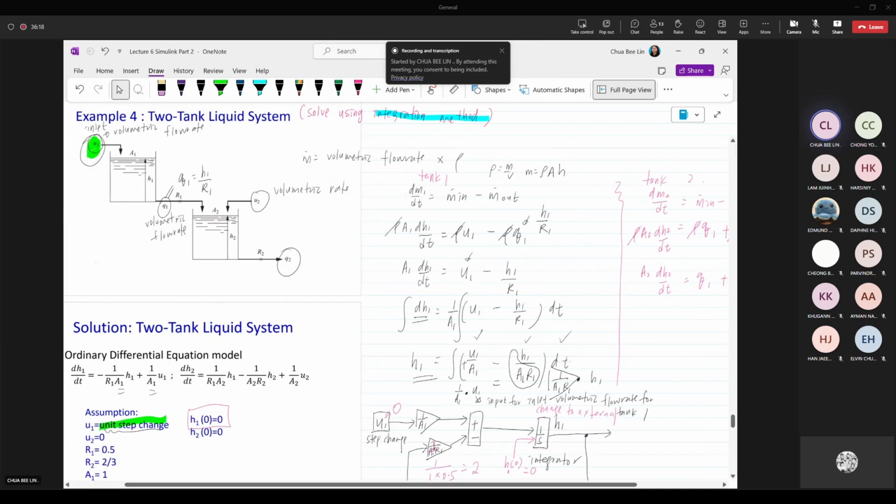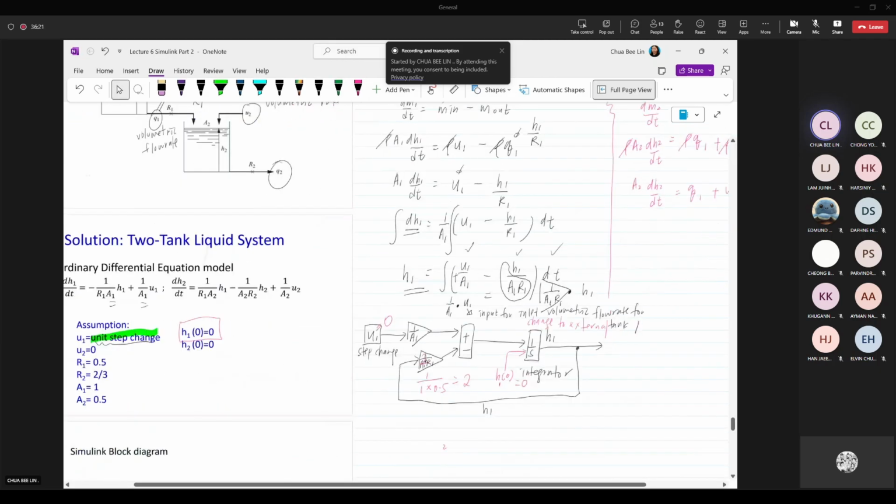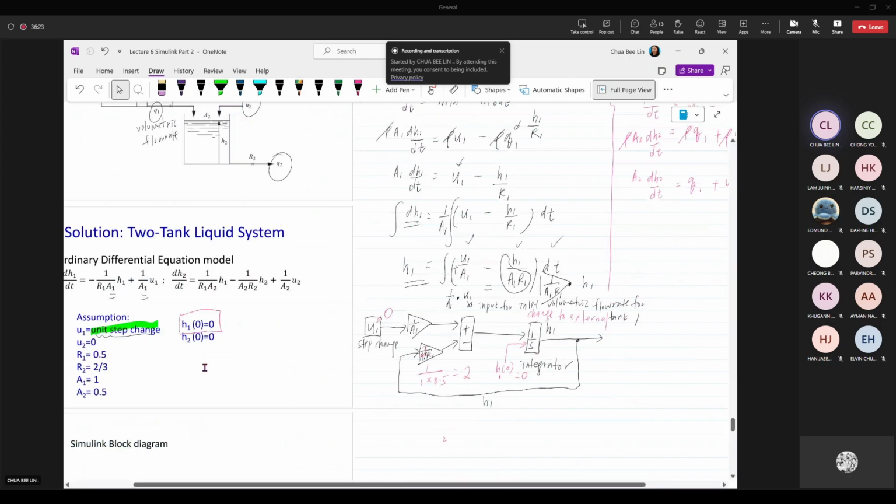And they will tell you the initial level of tank 2 is also 0. And then the R value, R2 is 2 over 3. And then your A1, or just now this one, you have to sub. Okay, 1 over 1 will be equal to 1, because your A1 is 1. So the rest, I think, complete.